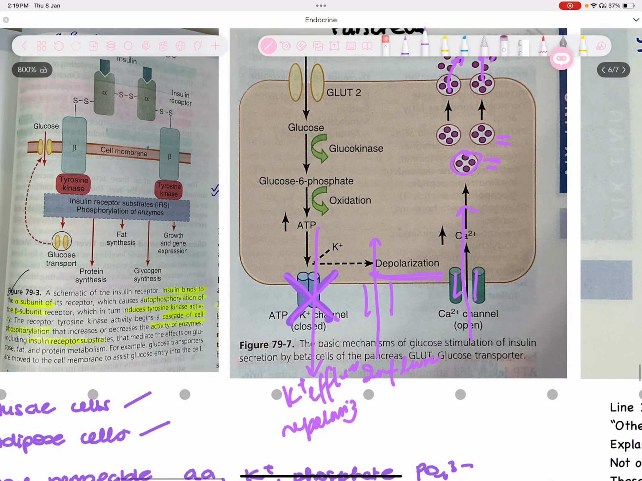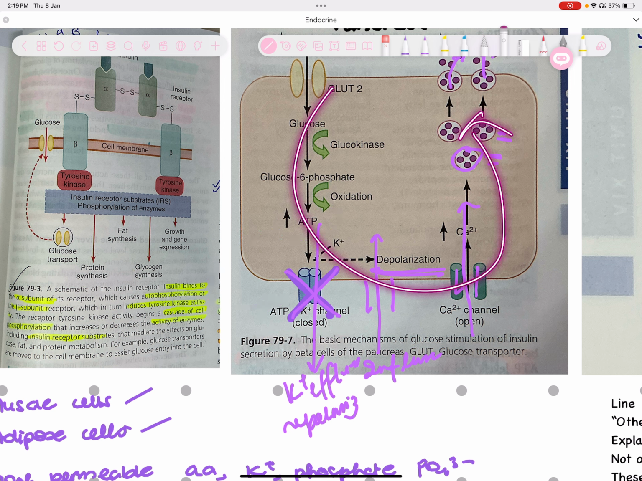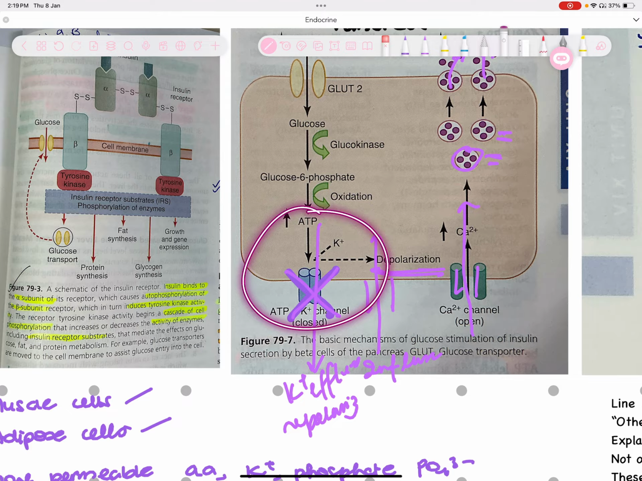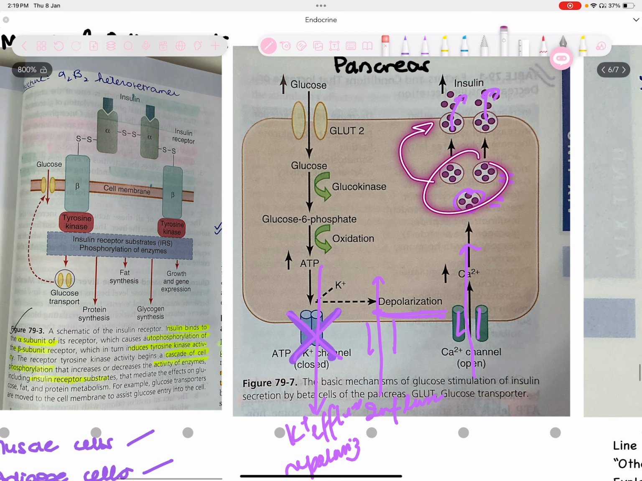And what does ATP do? ATP has a very important role. It inhibits the ATP potassium channel. This is one thing that you need to know, right? Because this entire procedure is very easy. You just need to learn this part, that ATP inhibits the ATP sensitive potassium channels, because of which depolarization occurs, calcium channels open, and fusion of these vesicles with the membrane occurs, and insulin is released out.